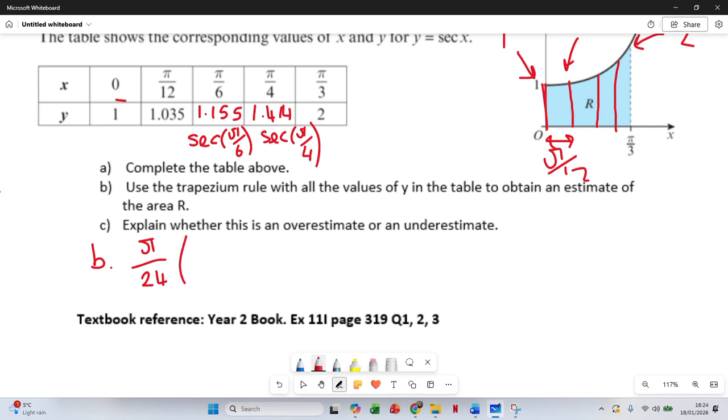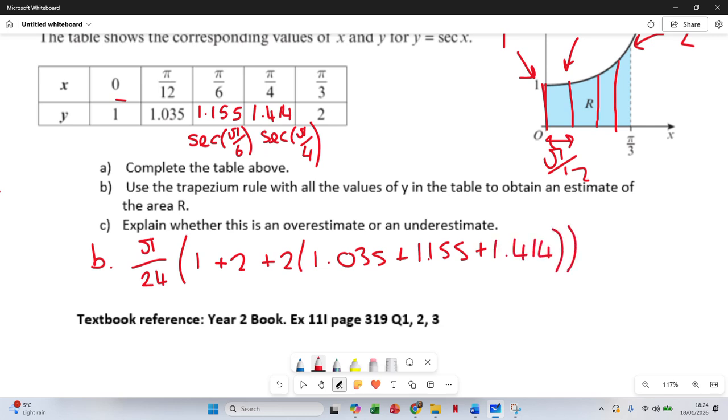And then the first and last values of y, so it'll be 1 add 2. And then it will be add 2 lots of all the middle values. So 2 lots of 1.035 plus 1.155 plus 1.414.